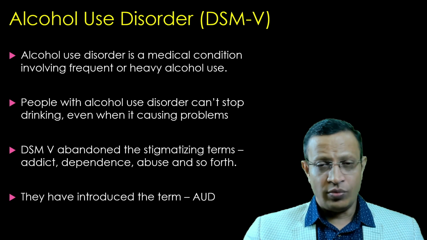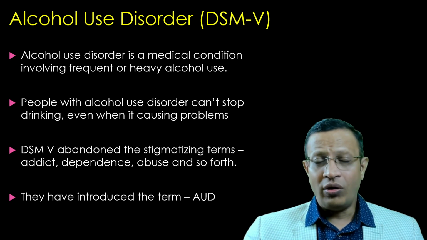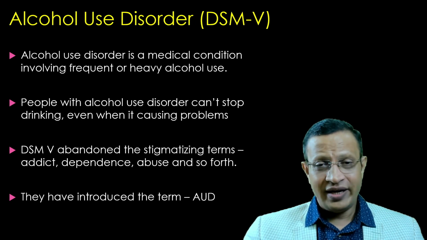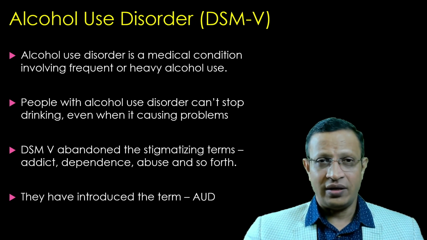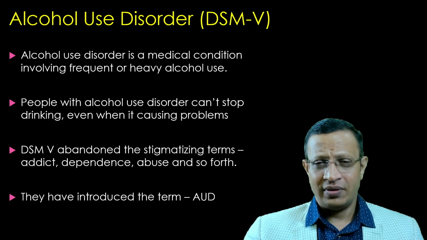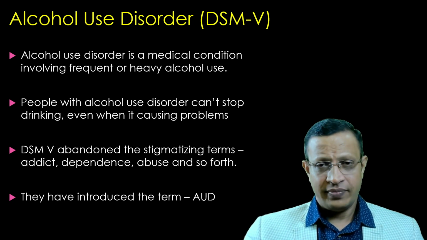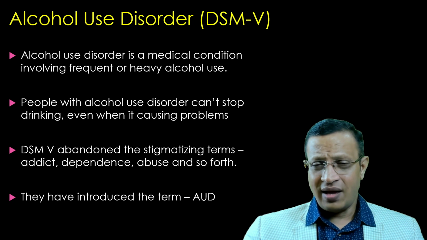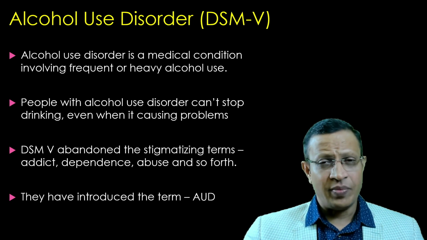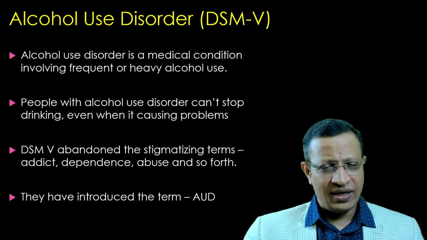This was an intelligent move by the American Psychiatric Association to bring all the disorders related to alcohol use under the rubric term alcohol use disorder, because they consider it a spectrum which starts with a mild form to moderate and severe alcohol dependence. Here, the Americans have clearly abandoned stigmatizing words such as addict, addiction, dependence, abuse. Those words have been removed completely.